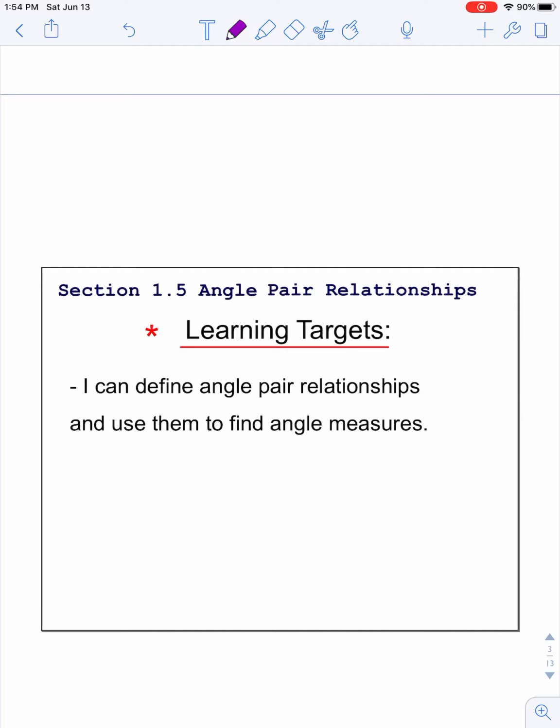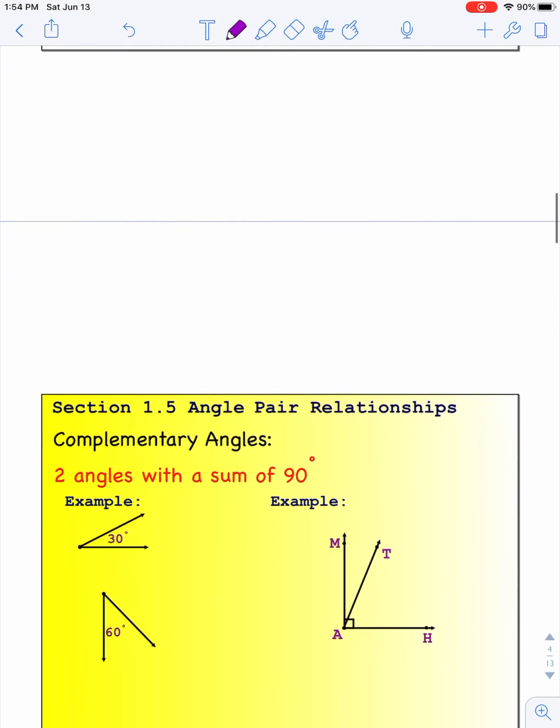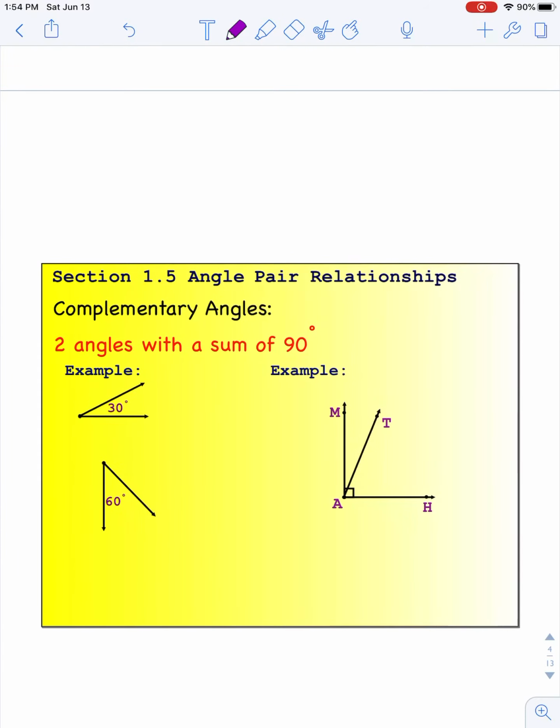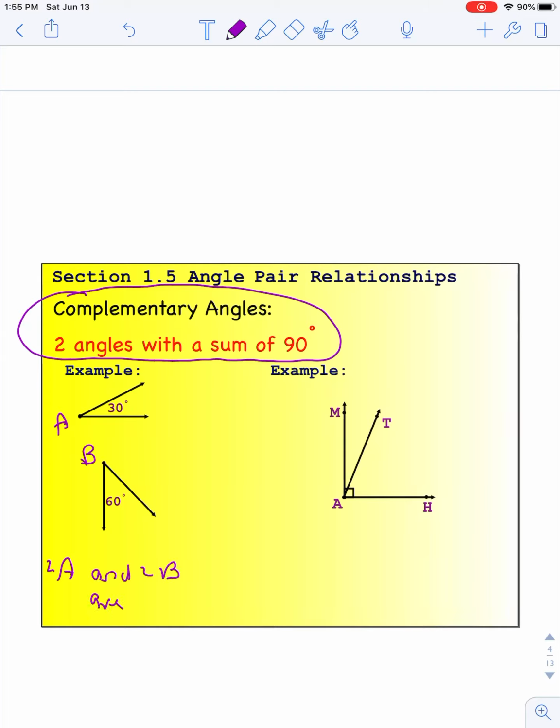We're going to move on to angle pair relationships. We're going to define the different types, and then we are going to use them to find angle measures. These first ones are probably pretty easy for you. You've probably done them before. So complementary angles are two angles with a sum of 90 degrees. Those two angles that add up to 90 degrees can be similar to this first example, like angle A and angle B. We would say angle A and angle B are complementary, because they're two separate angles, and when we take 30 degrees plus 60 degrees, they add up to 90 degrees.